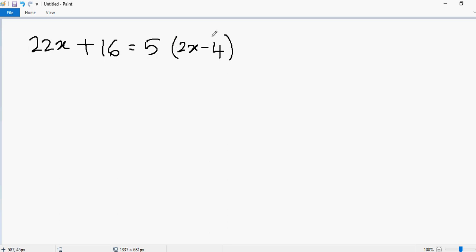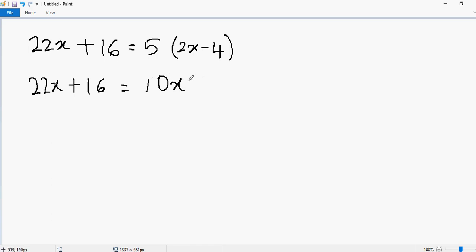So I have parentheses in my question, and if you remember PEMDAS, the first thing you have to solve is the parentheses. So we'll get rid of the parentheses first. I will not touch the left-hand side for now, I'll just copy it down. So 22x plus 16 will be equal to, now I have to multiply 5 inside the parentheses. That means I have to distribute 5. So this will be 5 times 2x. 5 times 2x will be 10x.